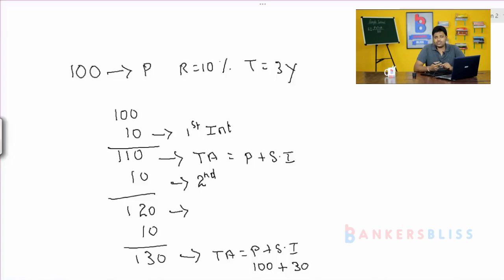So generally we use a formula to calculate the simple interest. The formula we use to calculate the simple interest is SI = P × T × R / 100. So P means principal amount, T means time period, R means rate of interest, whole divided by 100.